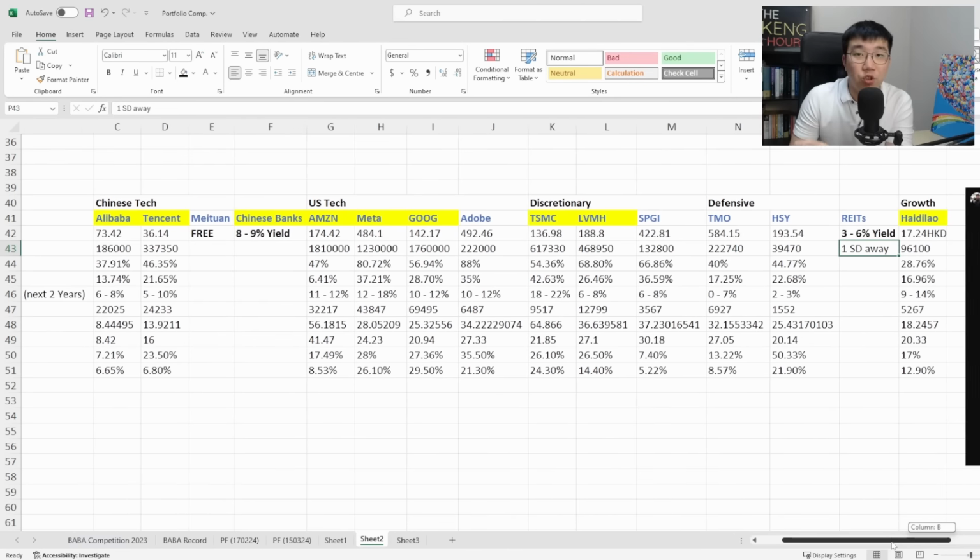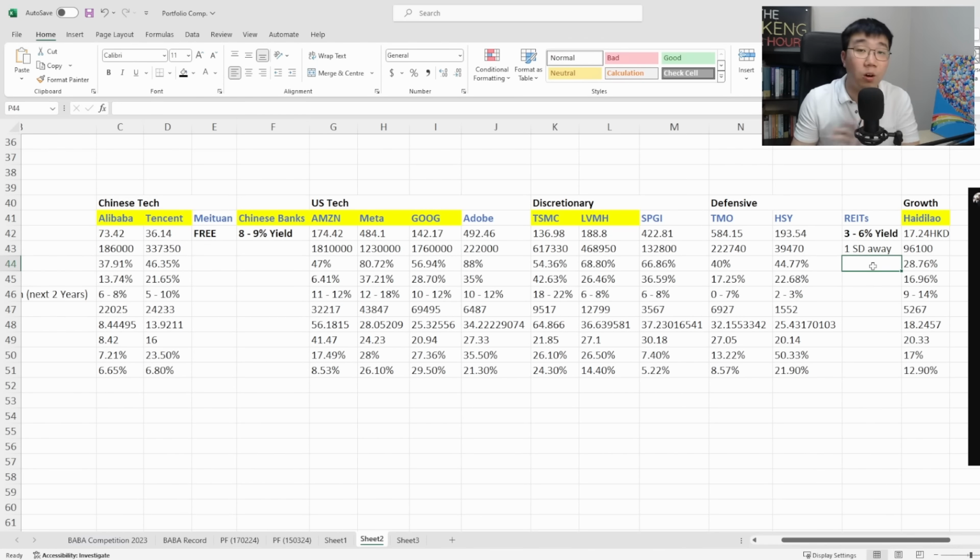Right now, I think they're around 3.5, 3.6%. So there's still a long way to accumulate. And if Mr. Market decides to throw a tantrum, I'll be more than happy to accumulate some of these great REITs that are run by great managers. So that's just my general thoughts.